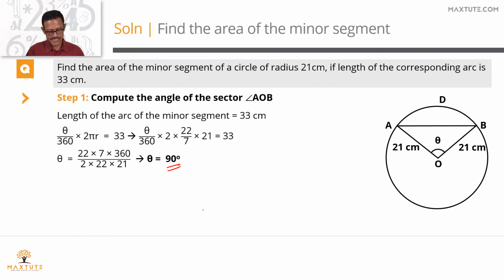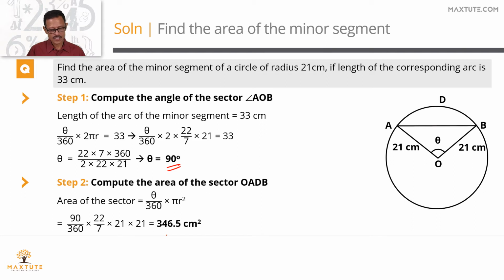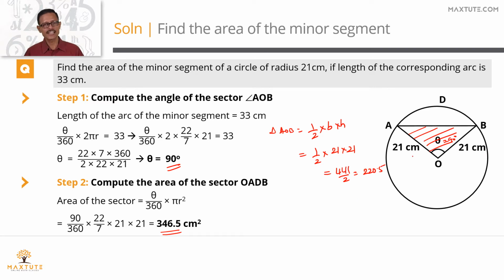Found out the angle to be equal to 90 degrees. Plugging in the value of theta as 90 degrees, found out the area of the sector, this entire portion, to be equal to 346.5. I'm going to find out the area of this triangle. If theta is equal to 90 degrees, then the angle between AO and OB is 90, which means it's a right triangle. Area of right triangle AOB is equal to half into base into height. The base is the radius, height is also the radius, so this is equal to half into 21 times 21. 21 square is 441. 441 divided by 2 is equal to 220.5. So area of the triangle is 220.5.